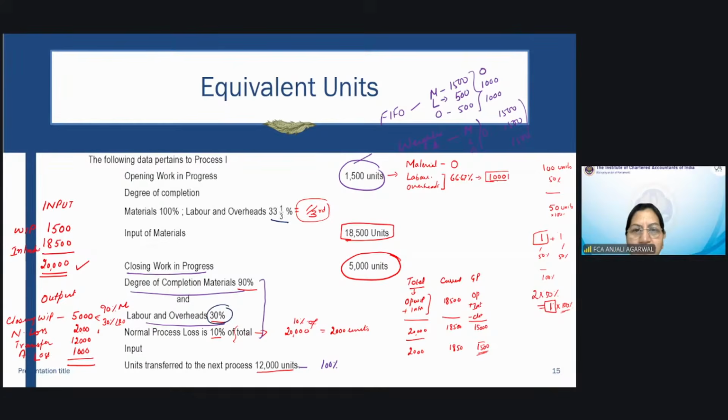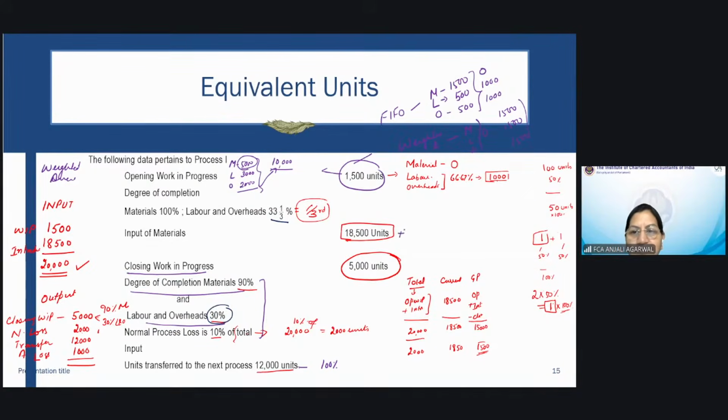Okay. And you will see that there will be one more change in the weighted average. If there is the FIFO method, 1,500 units of opening WIP is given, I can say that it is costing 10,000. If only this information is given, I cannot apply weighted average. I have to apply FIFO only. But if the information is given that material wise 5,000, labor 3,000, overheads 2,000, that's the 10,000 rupees, then I can apply the weighted average because material cost will be added in this material cost.